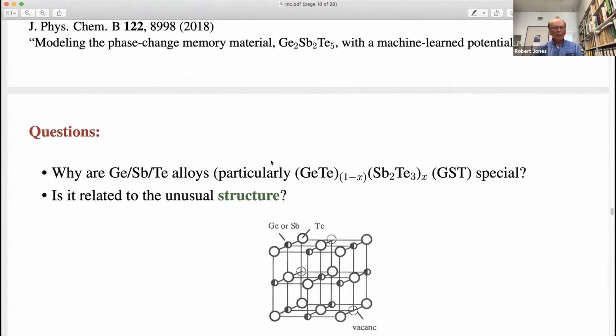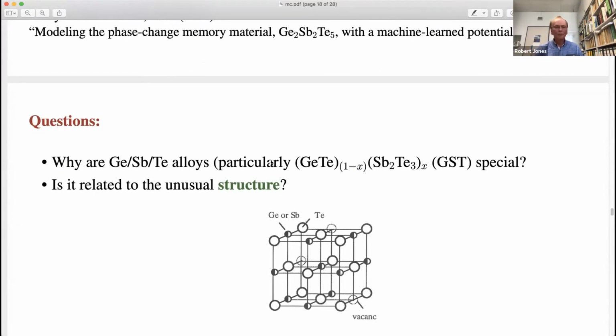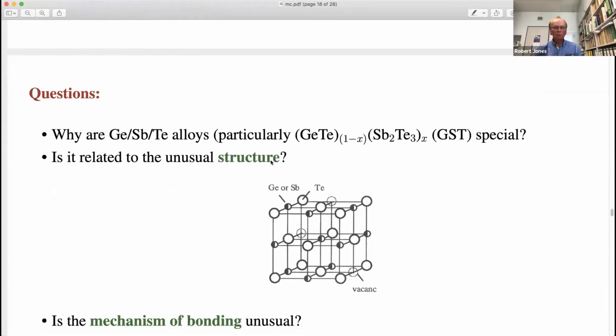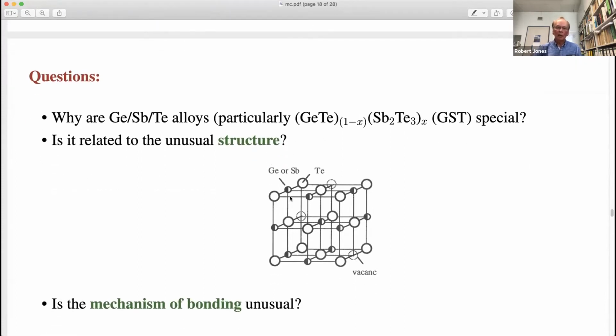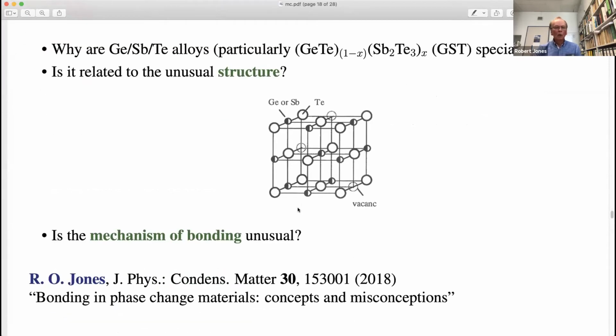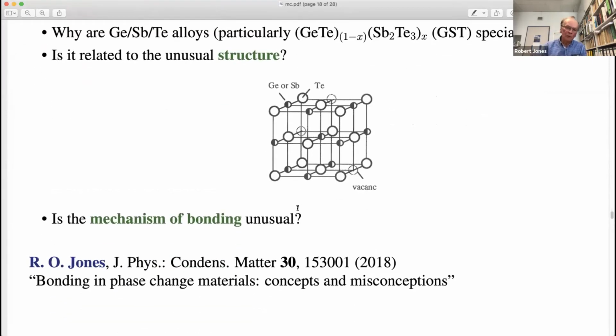Well, let's come back to GeSbTe and why they are special. Is it related to the structure proposed by Yamada? Is it perhaps that the mechanism of bonding in these materials differs from others?